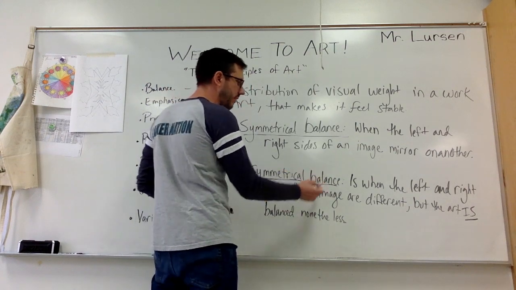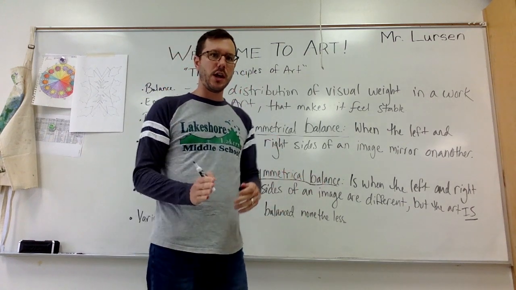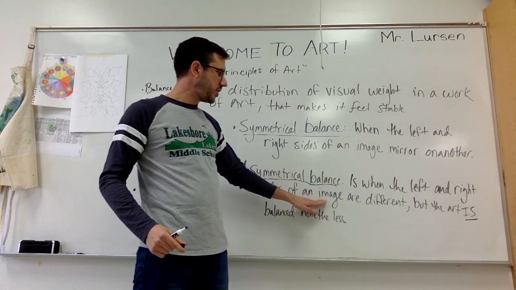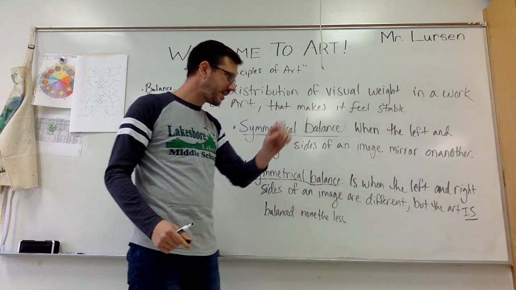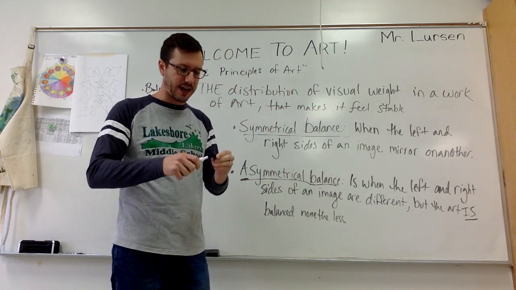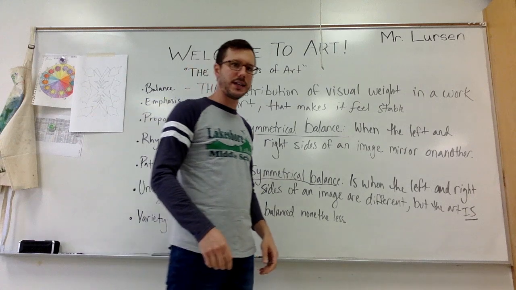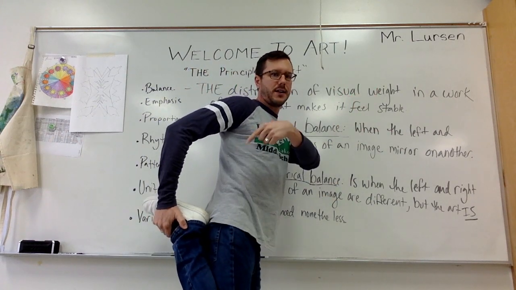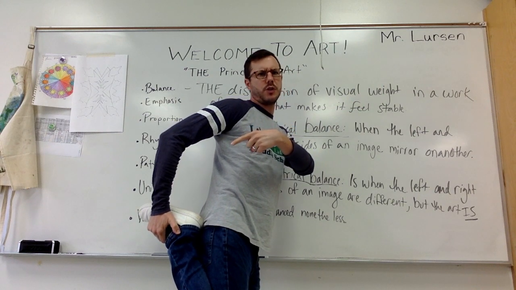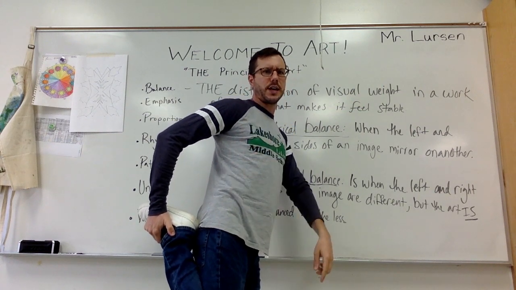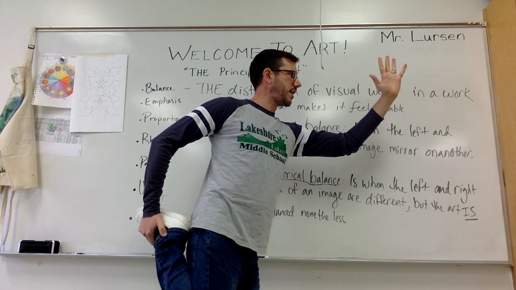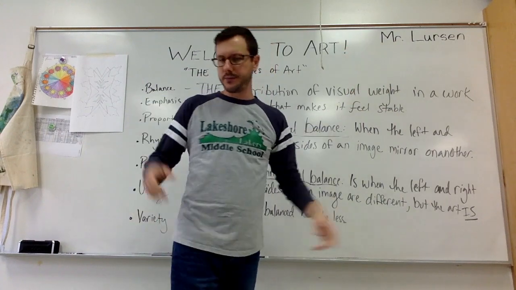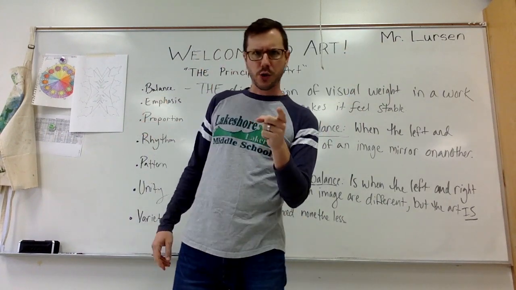So asymmetrical balance is whenever you take an image and divide it down the middle, and the left and right sides of that image are different, but the art is balanced nonetheless. I know I told you the example a moment ago. If I were to do this, that over there on your left, my right, has an arm going down and a leg coming up. But over there, my other hand on the front is going up. So what is over here does not mirror over here. Asymmetry. Let me show you a work of art.